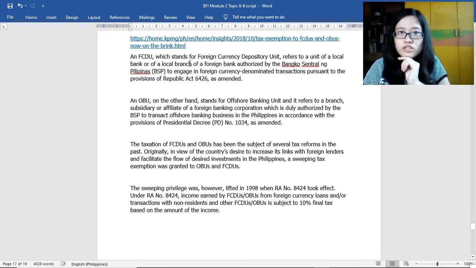An FCDU, which stands for Foreign Currency Depository Unit, refers to a unit of a local bank or of a local branch of a foreign bank authorized by the BSP to engage in foreign currency denominated transactions pursuant to Republic Act 6426. An offshore banking unit refers to a branch, subsidiary, or affiliate of a foreign banking corporation which is duly authorized by the BSP to transact offshore banking business in the Philippines in accordance with the provisions of PD number 1034 as amended. So again, there are amendments already.